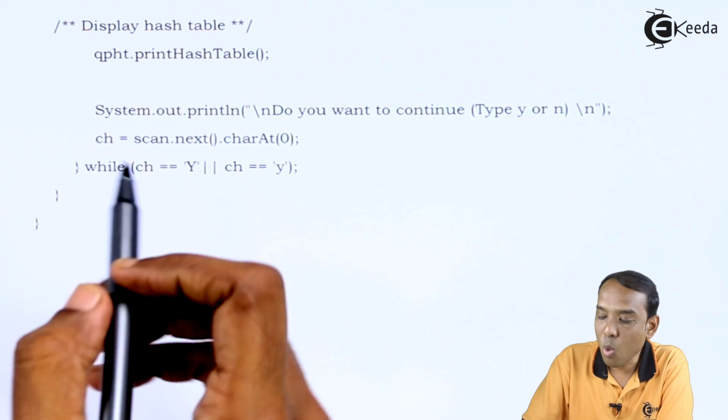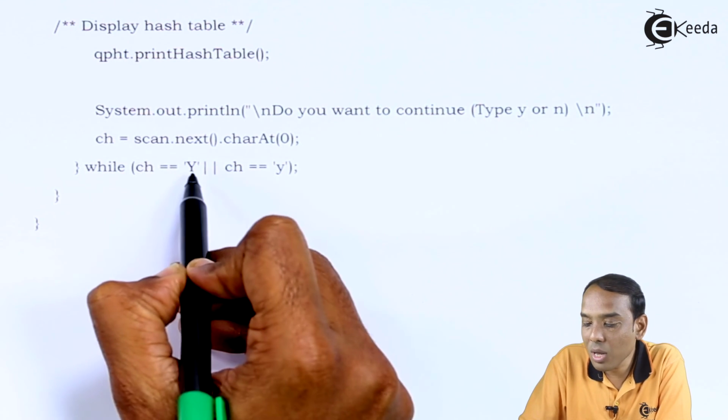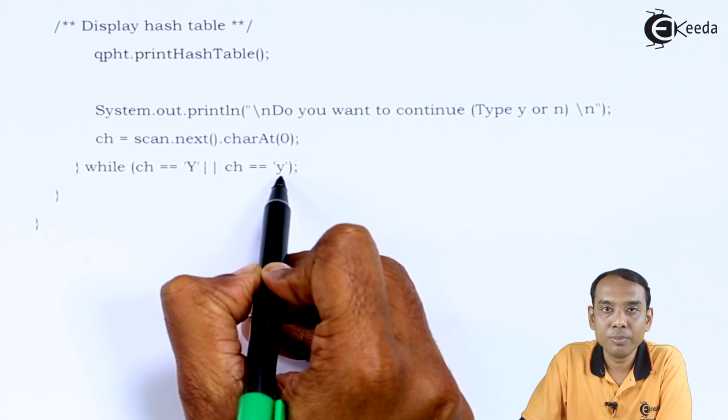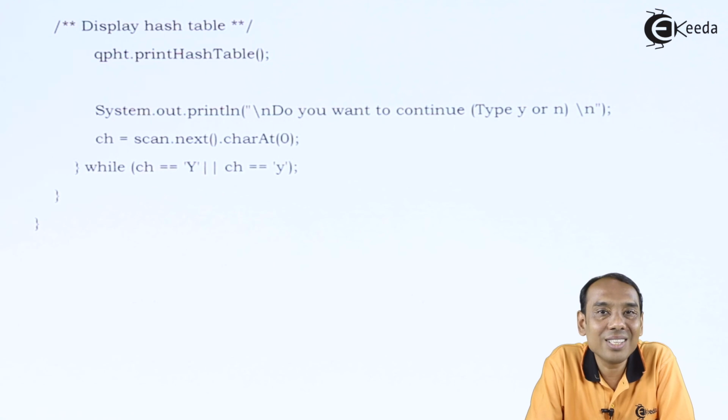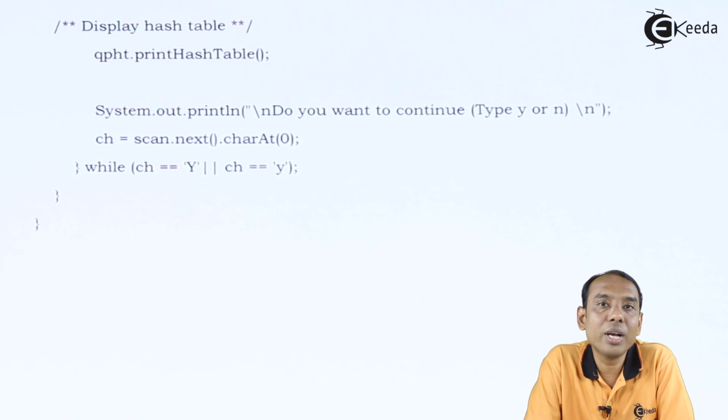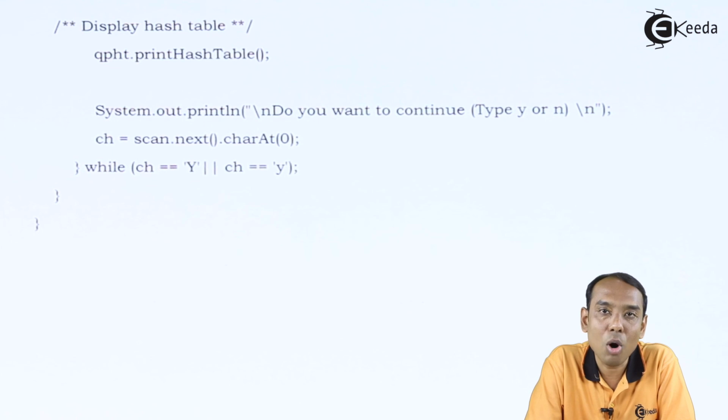We have while ch equal to capital Y or while ch equal to small y. So if the user enters capital Y, then the value is checked, and if the user enters small y, then also the value is checked. So if the user enters Y, whether in small letter or in capital letter, we are once again going to give him the menu driven approach for doing the set of operations.